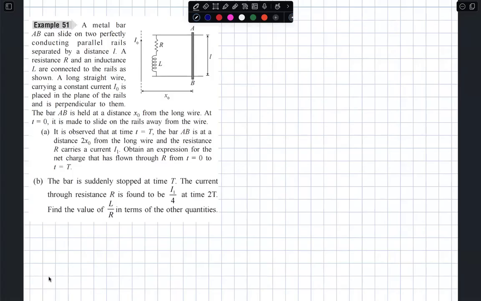Remember, I told you very clearly, this is once upon a time a very good question. Now we'll do it one by one, step by step.